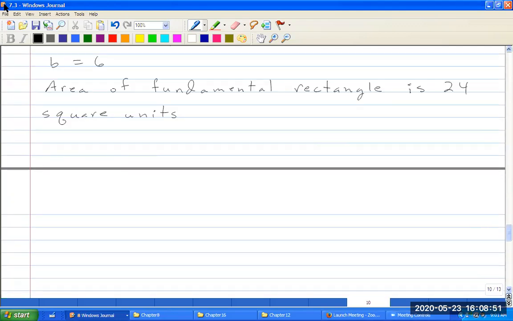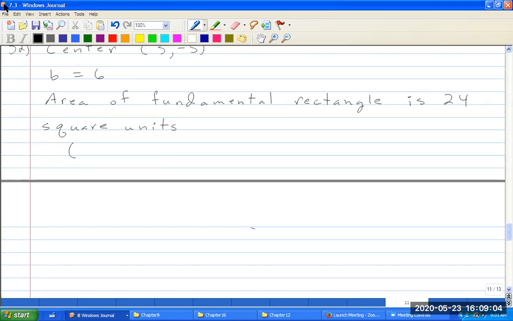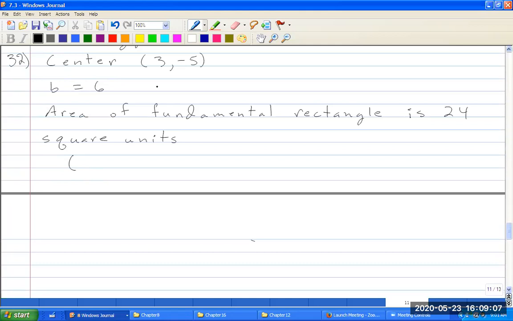Okay, so we must have that the equation has to look something like, okay, here, sorry, the center is not at 0, so I'll just write it as (x minus h) squared over a squared minus (y minus k) squared over b squared equaling 1.